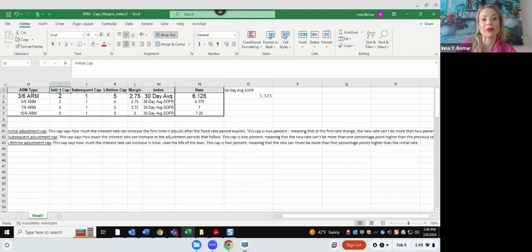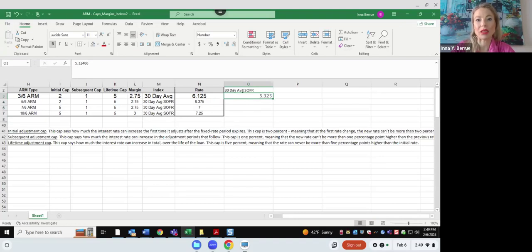And then you have various caps, a margin, an index, and an indicative rate. Again, this rate is not any specific rate that's being quoted. It's just an indication here. And for this exercise, I've grabbed today's 30-day average SOFR rate, which as of today is 5.325. But we'll talk about that.